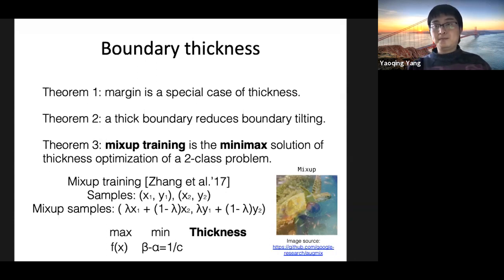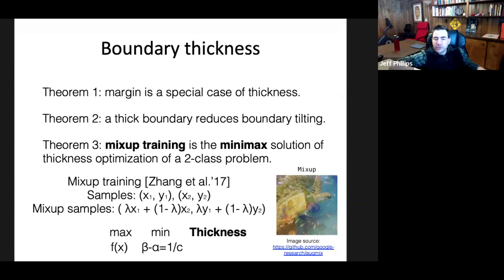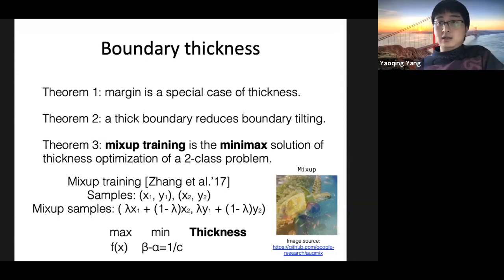So does mix-up training ensure that you only find linear classifiers, or if you're in a two-class problem, that the two classes have to be convex for this to work? Because it looks like it's looking at all the convex combinations of the samples here. So it's not necessarily convex. It's more like a piecewise linear function.